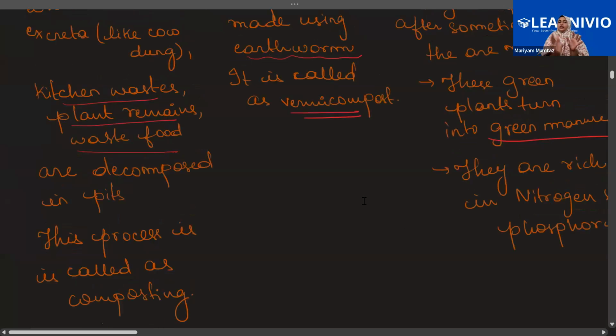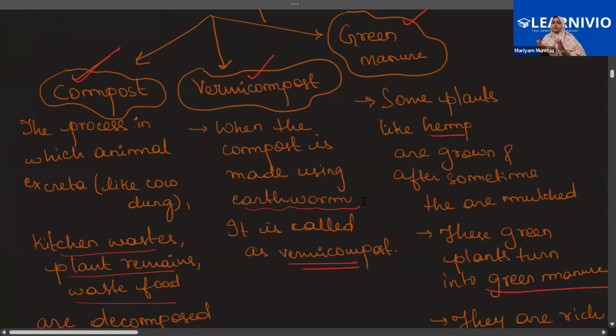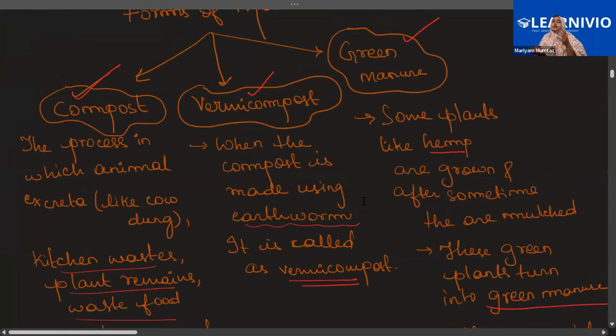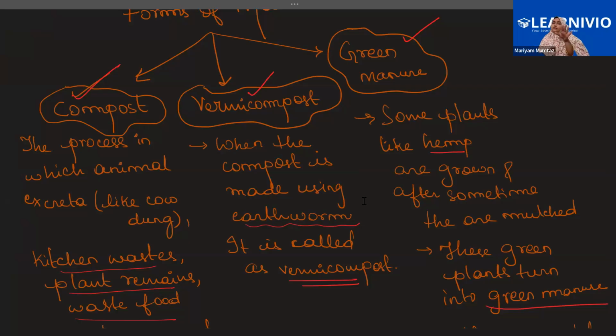So all of these three things, compost, vermicompost and green manure, are different kinds of manures that are used as a nutrient source for the crop, and these are the various types. Did you people understand this?